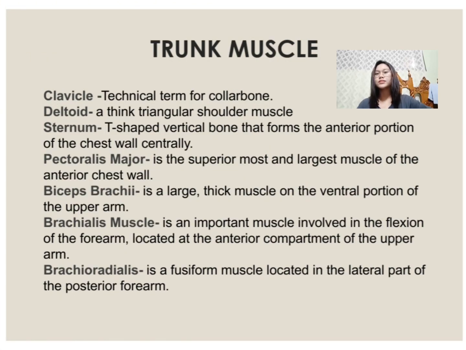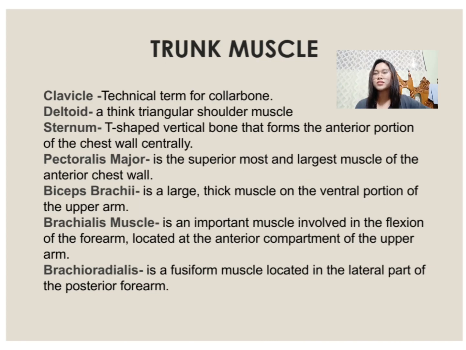So for the next slide is the trunk muscle. That includes the clavicle, or the technical term for collarbone. The sternum is a T-shaped vertical bone that forms the anterior portion of the chest wall centrally. The pectoralis major is the superiormost and largest muscle of the anterior chest wall. Now the biceps brachii is a large, thick muscle on the ventral portion of the upper arm.